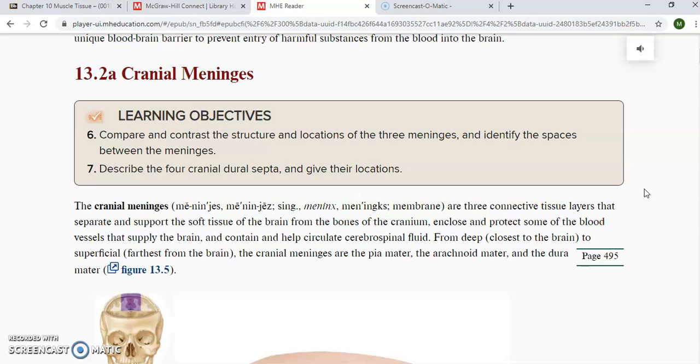All right, so the cranial meninges. Remember, too, the meninges are there to primarily protect and also support the brain as well as the spinal cord. So their primary role is protection and, of course, support too, providing some structure as well.